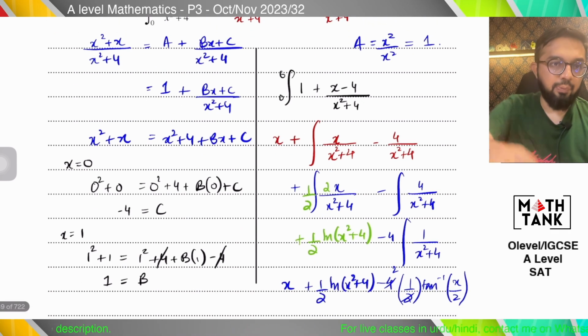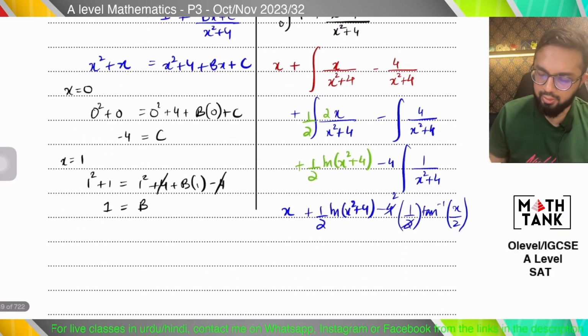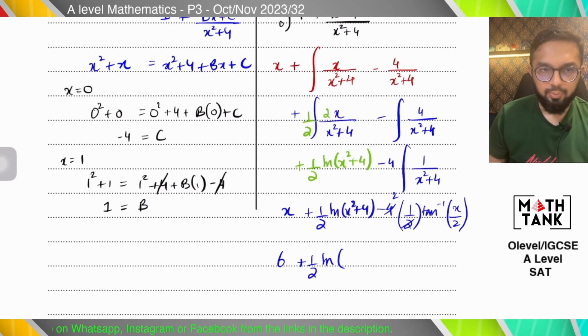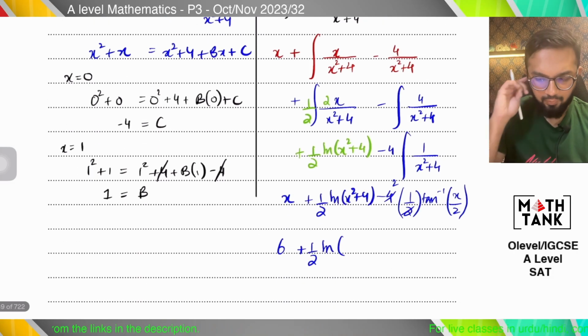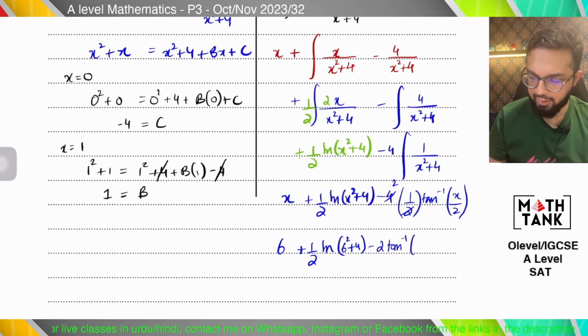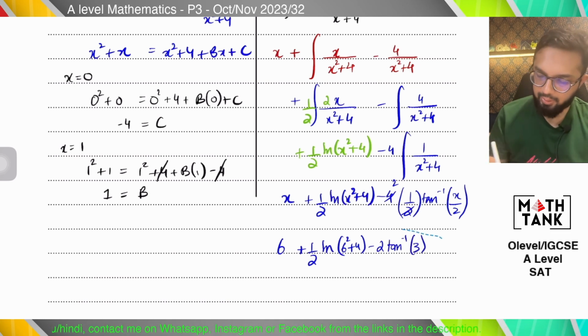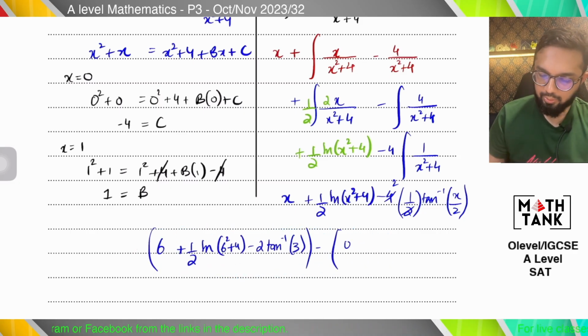Then I want to plug in values of, let me just check if I've done my workings correctly. Yes, they seem correct so far. 6 plus half ln of 6 squared plus 4 minus 2 tan inverse of 3. Okay, 6 over 2 is 3. That's the upper limit minus the lower limit.